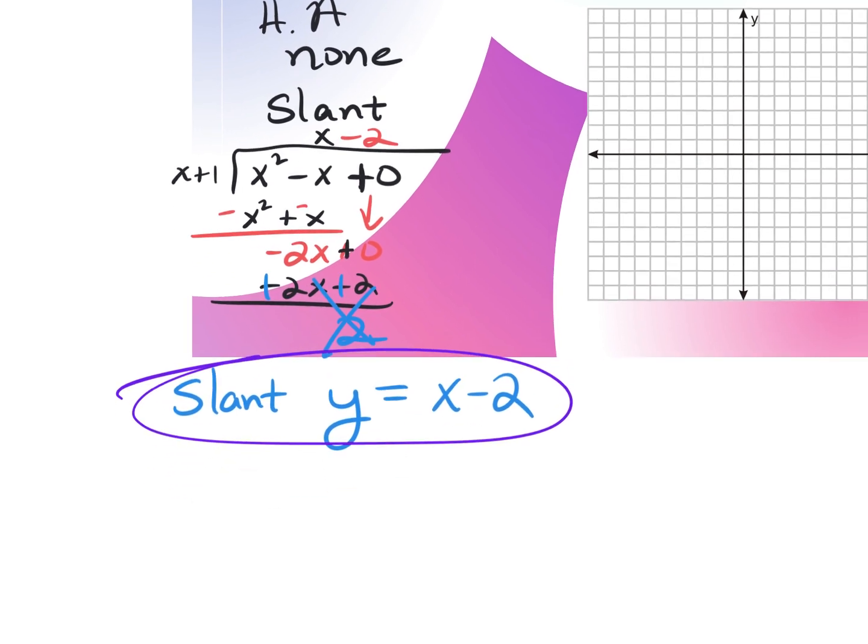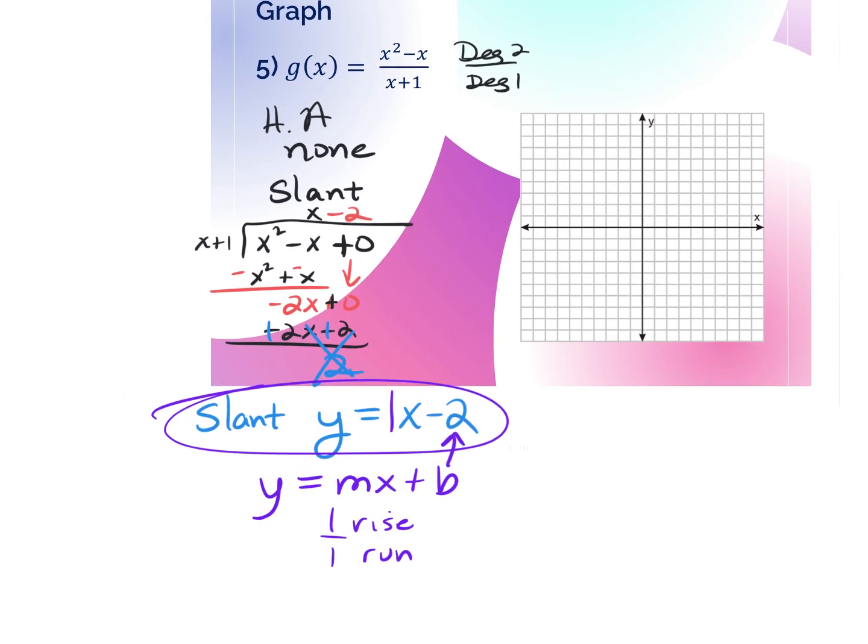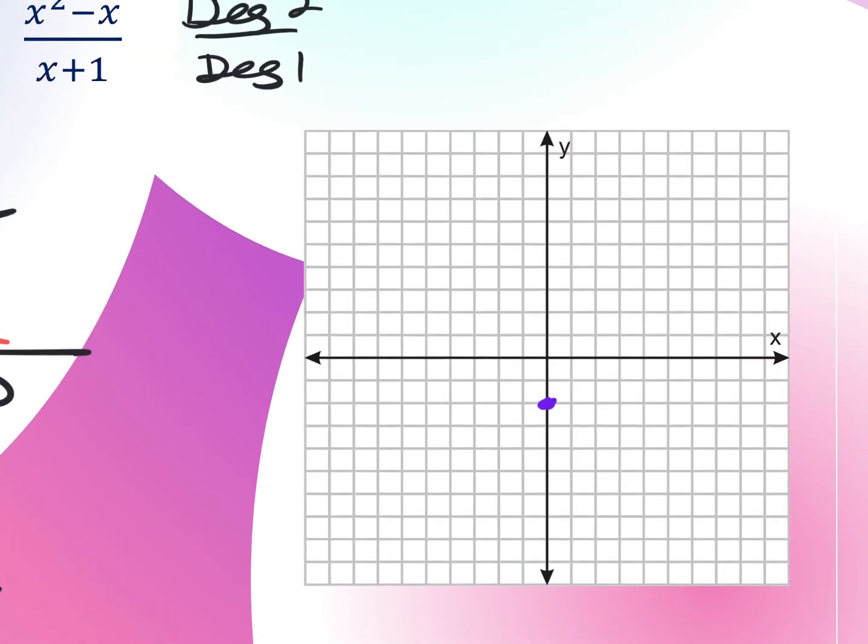Now, this is in the form y equals mx plus b. So my beginning point starts on -2. My slope is 1. So I'm going to rise 1 and run 1. So I start at -2 on the y-axis, and I'm going to rise 1, run 1. And you could keep repeating it if you want to get a nice, precise slant line.